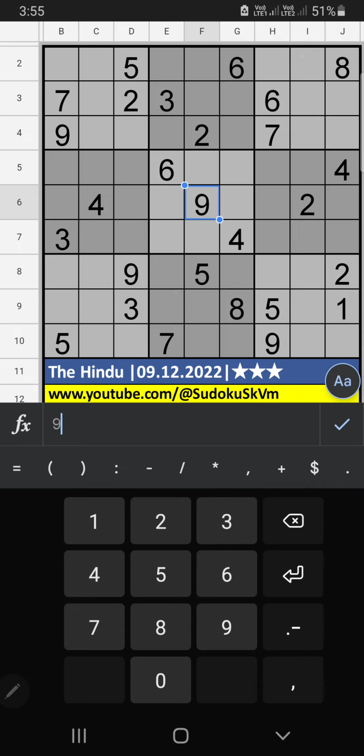3 star Sudoku. Column D, column B, we have pair numbers 9 and 5. So 9 and 5 can't come in these cells. It will come in another two cells.